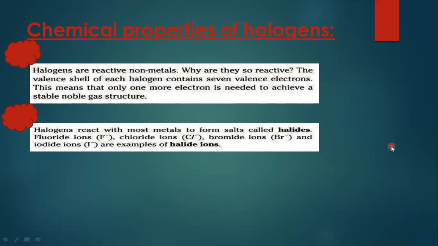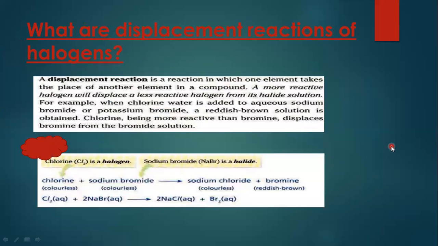Okay, the next and most important reaction shown by halogens is called a displacement reaction. How can we define a displacement reaction? It is a reaction in which one element takes the place of another element in a compound. A reaction in which one element displaces another element in any compound. A more reactive halogen will displace a less reactive halogen from its halide solution.